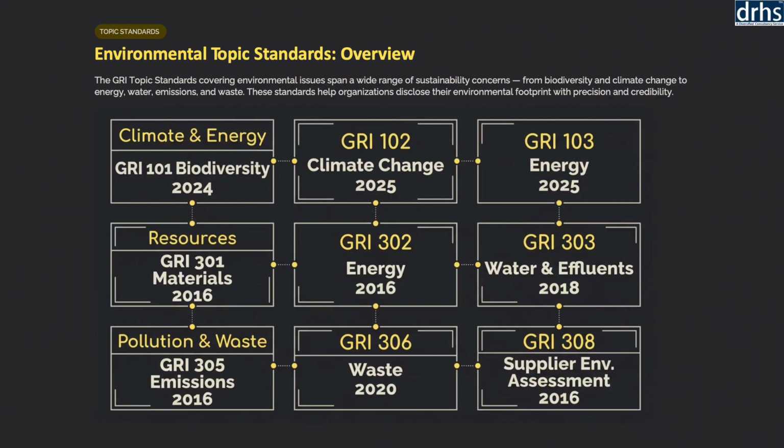Slide 5. Environmental Topic Standards. Overview. The illustration of environmental topic standards within the GRI framework presents a structured and comprehensive taxonomy of environmental disclosures, reflecting the increasing centrality of ecological stewardship in corporate reporting. These standards are meticulously organized across key thematic pillars: climate and energy, resources, and pollution and waste, thereby enabling organizations to systematically capture and communicate their environmental impacts.